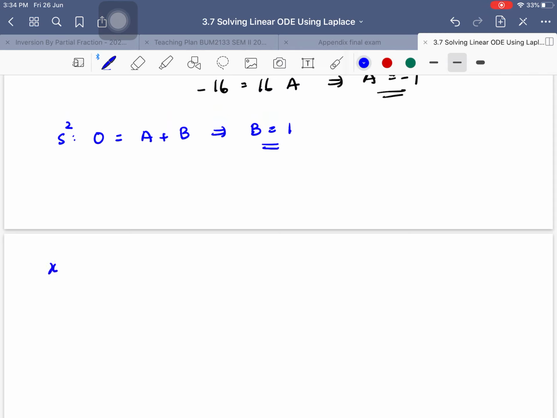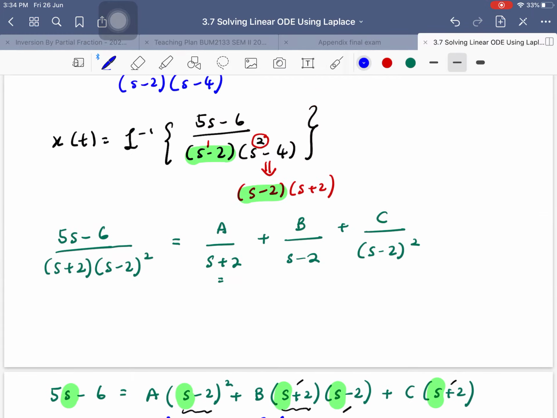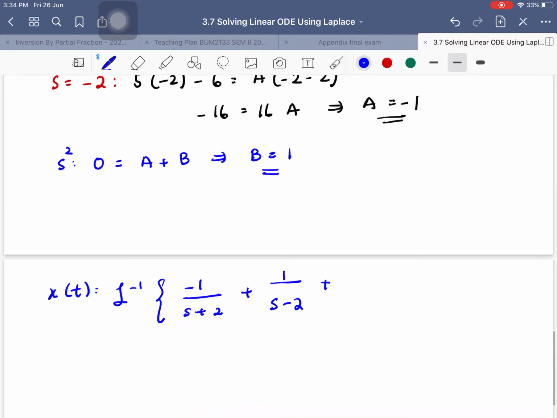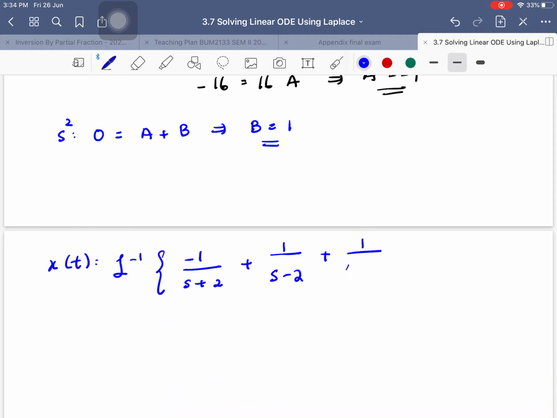So my function x of t is going to be the Laplace inverse of a, so that is going to be negative 1. So I'm going to have negative 1 over s plus 2. And my b value is going to equal 1, so I'm going to have 1 over s minus 2. And my c value is going to equal 1 again, so I'm going to have 1 over (s minus 2) squared. So that is going to be our Laplace inverse.